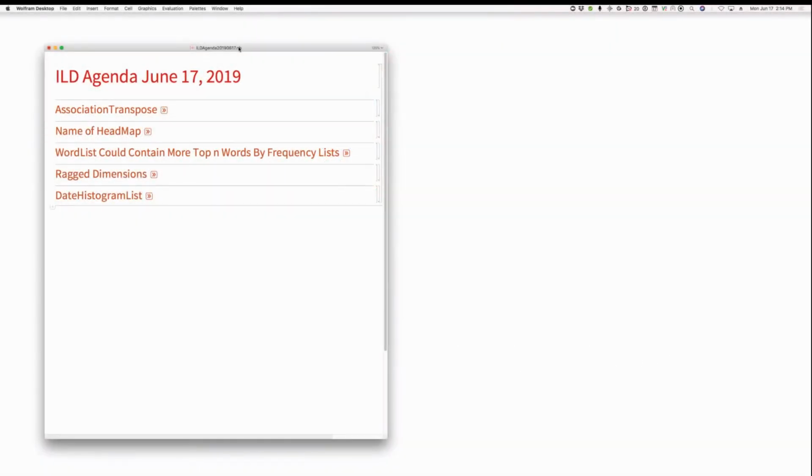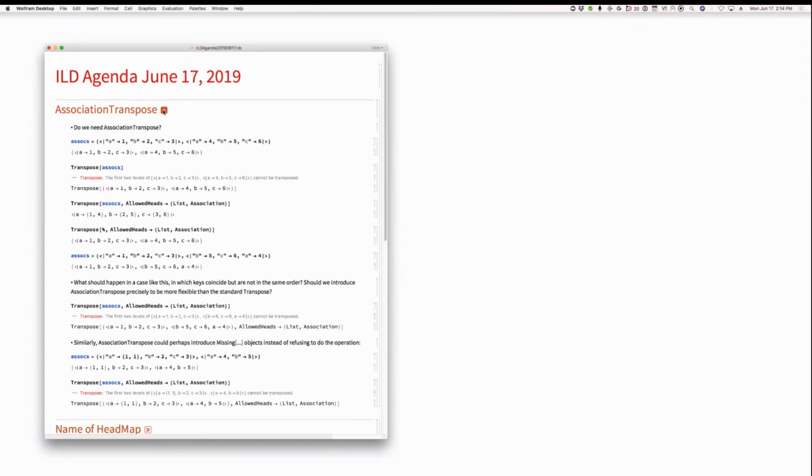Okay, for people joining this live stream, we are talking about incremental improvements to Wolfram Language, and we've got a number of topics today. Let's start off with association transpose.